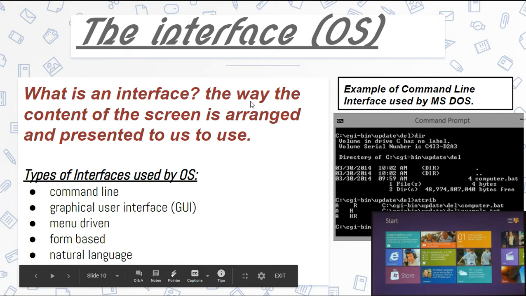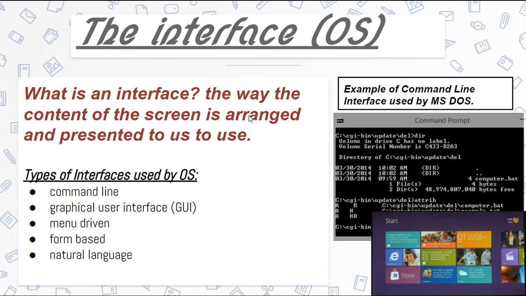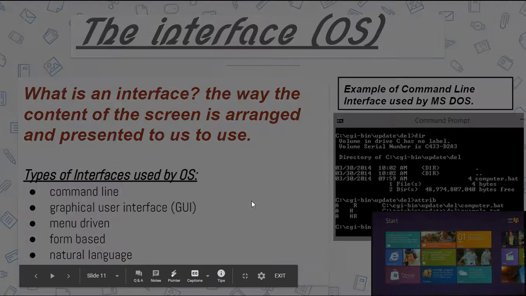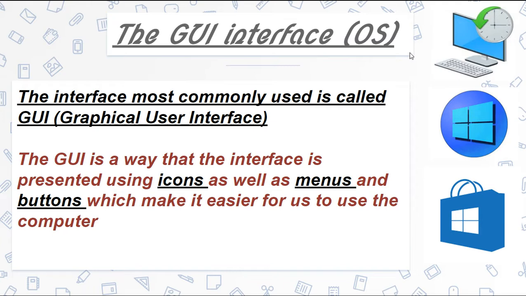So what is an interface? It's the way the content of the screen is arranged and presented to us to use. There are different types of interfaces that one would find on an operating system: command line, graphical user interface, menu-driven, form-based, natural language. You just need to know graphical user interface. It's the most commonly used one.